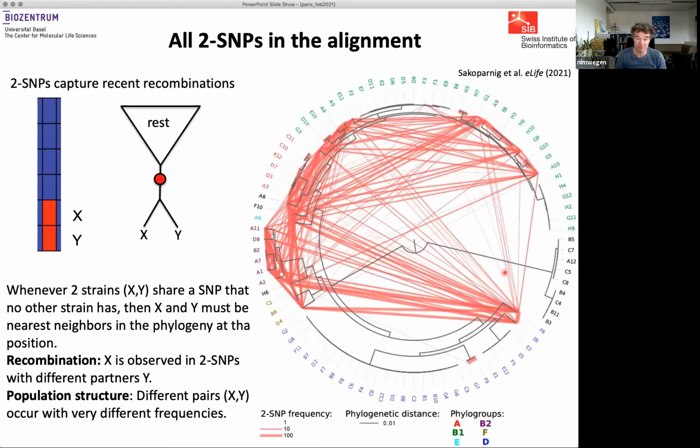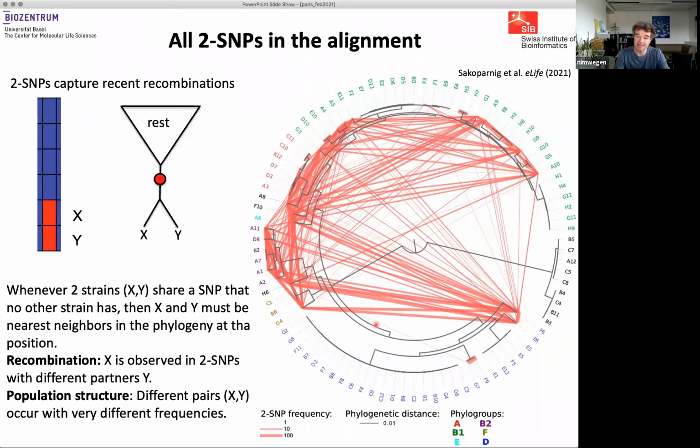Right? So this is, for example, the picture that you get if I now overlay onto the core genome phylogeny all the pair SNPs with thickness proportional to the logarithm of the number. You see that there's a lot of exchange. There's a lot of occurrences where many different pairs of strains are nearest neighbors in the phylogeny in different places, but with very different frequencies for different pairs.